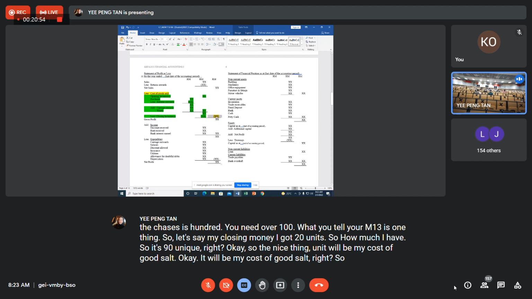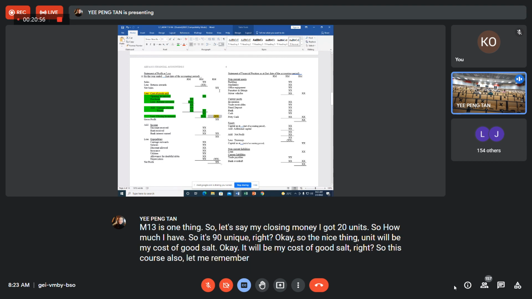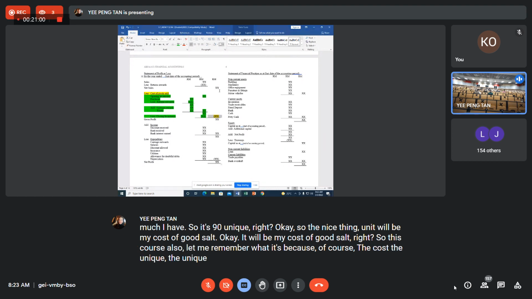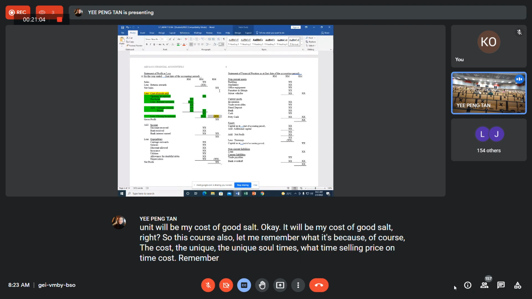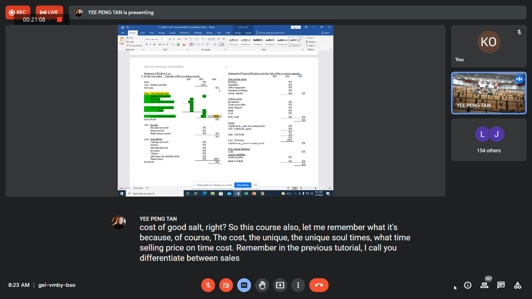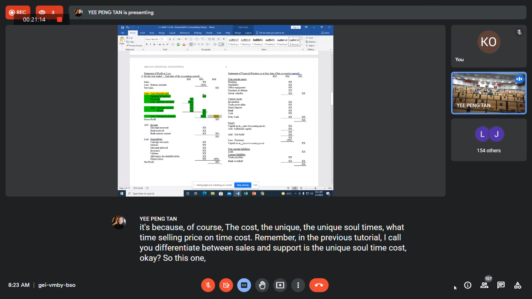So this cost of goods sold, remember what is cost of goods sold? The units sold times what? Times cost, not selling price. Remember in the previous tutorial, I told you to differentiate between sales and cost of goods sold. Cost of goods sold is the units sold times cost. So after you minus the closing inventory, you will get cost of goods sold.